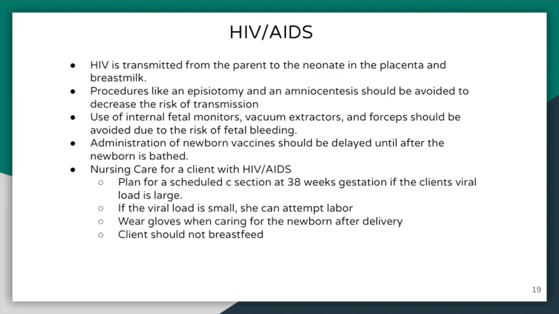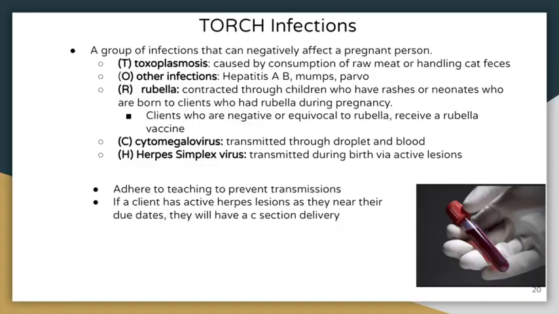We'd like to avoid things like an episiotomy or an amniocentesis if somebody is HIV positive. Also, we're going to avoid all these invasive procedures as well. We already talked about ideally they're going to have a C-section. We want to delay vaccines until after the baby is bathed. If her viral load is real small, she can attempt labor if her OBGYN is okay with it. I think I've covered the rest of it.